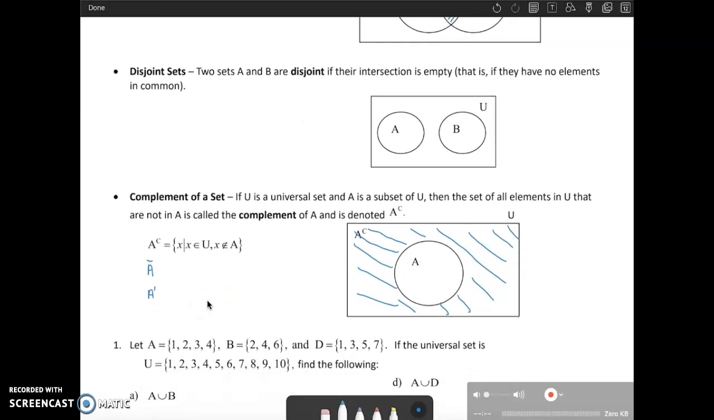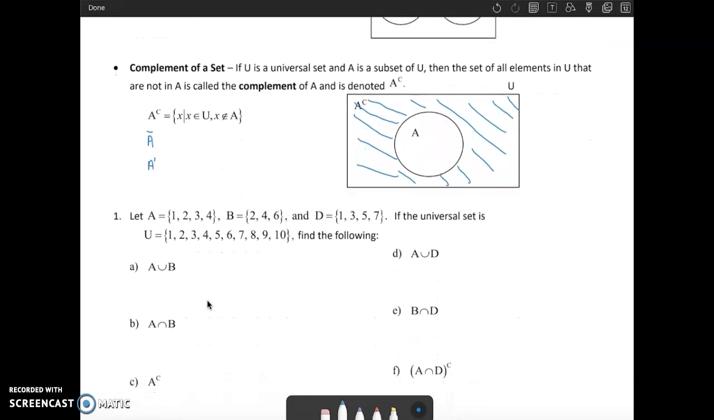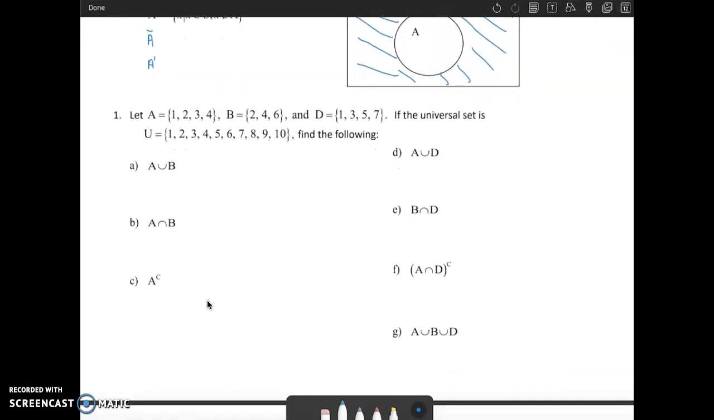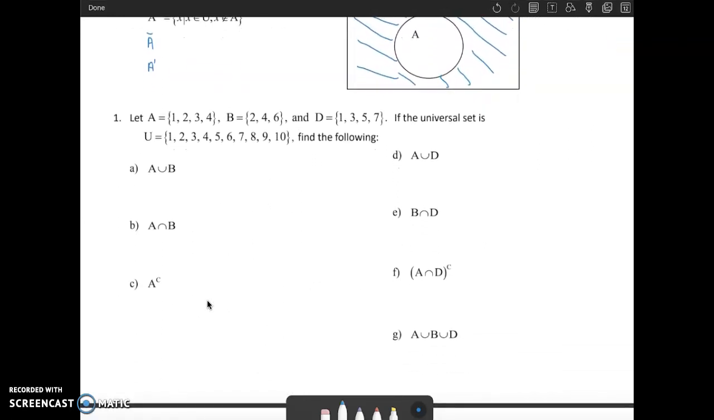Okay, so let's go ahead and now that we've defined all those and we know what they look like visually, let's do some with some sets here. So we have set A being the elements 1, 2, 3, 4, set B being the elements 2, 4, 6, and set D being the elements 1, 3, 5, 7. And then we're given that the universal set for this particular scenario are the integers 1 through 10. And we want to find the following.